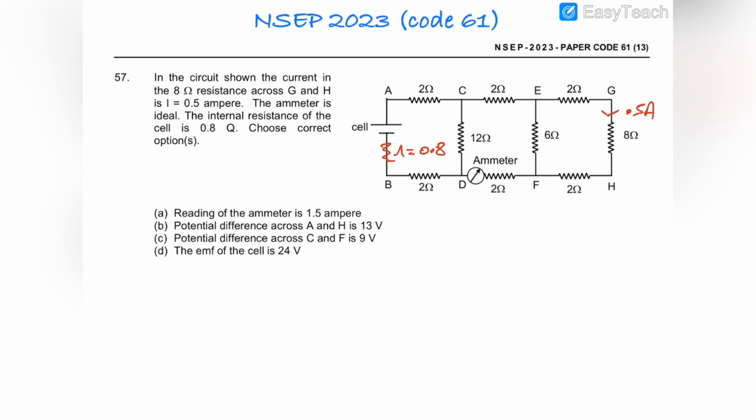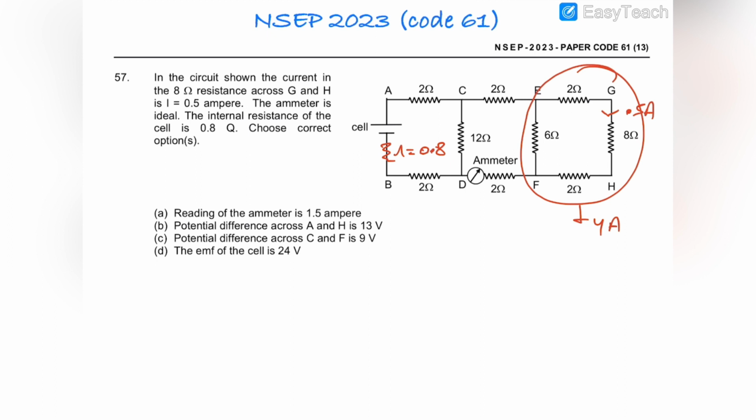We know that this is 8 and this is 2. So this is 12 ohm and this is 6 ohm. And 12 and 6 ohms are in parallel. So the equivalent combination of this one is 4 ohms. The parallel combination of 12 and 6 is 4 ohm. So this is 2, 4 and 2. This is 8 and this is 12.